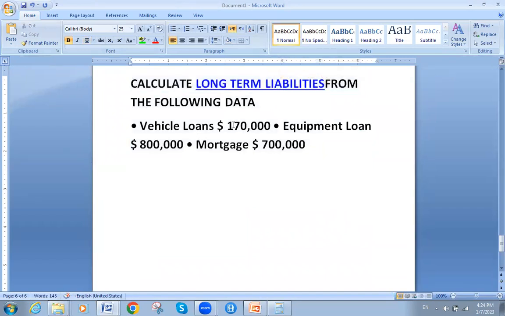You have to add 170,000 plus 800,000 plus 700,000. And take care, because here I will tell you mortgage long-term or long run. I will tell you mortgage long run. Then you will add them up together. Okay. We'll have 5 minutes for this purpose.